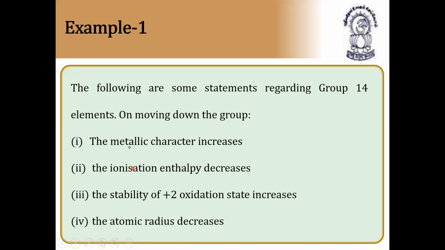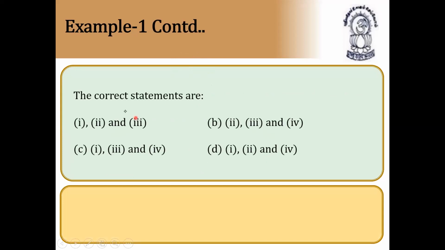Now let us see some examples. The following are some statements regarding group 14 elements. On moving down the group, the metallic character increases. Yes. The ionization enthalpy decreases. Yes, though for lead it increases. The stability of the +2 oxidation state increases. The atomic radius decreases. The atomic radius actually increases. So what are the correct statements? Easily you can tell the answer. It is A, that is 1, 2, and 3.